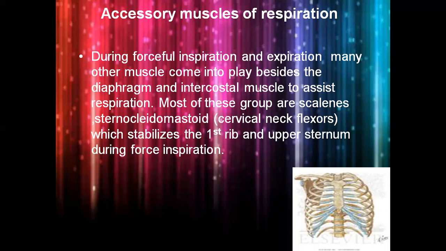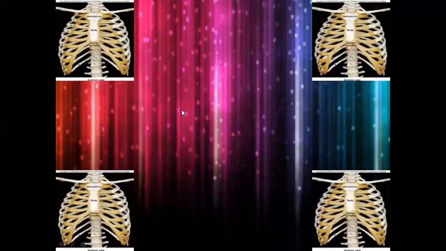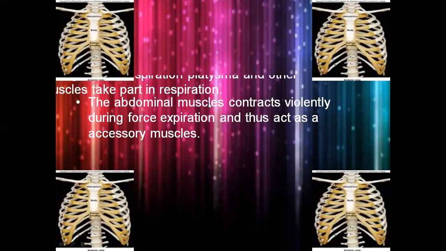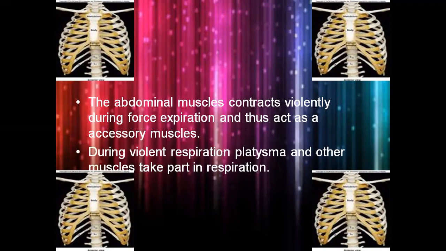We have the scalene and sternocleidomastoid, or the SCM. They stabilize the first rib and upper sternum during forced inspiration. Here you can see the diagram. Then we have abdominal muscles that contract violently during forced expiration and thus act as accessory muscles. During violent respiration, the platysma and other muscles also take part in respiration.